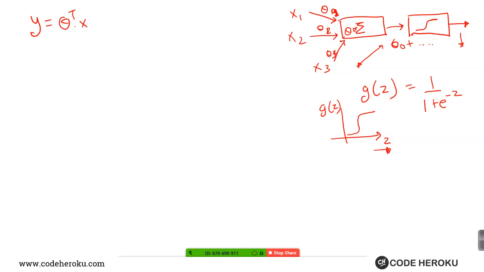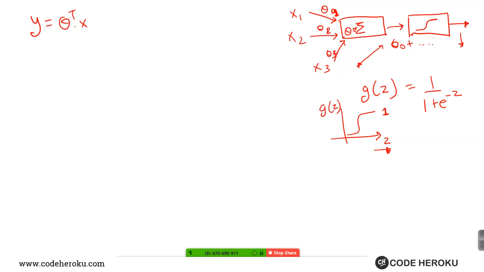As z tends to infinity, g of z will be e raised to minus infinity. E raised to minus infinity will give us 0, right? And 1 upon 1 will give us 1, right? So that's why, as z tends to infinity, g of z is 1.